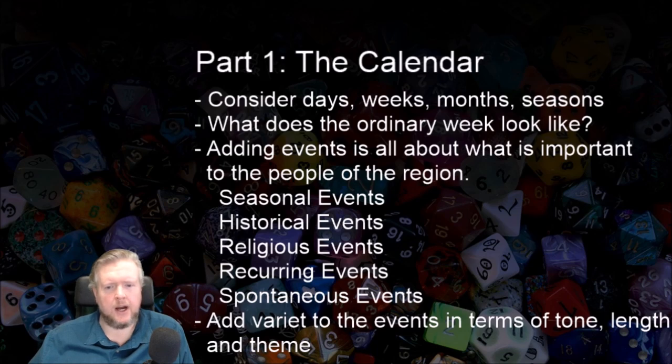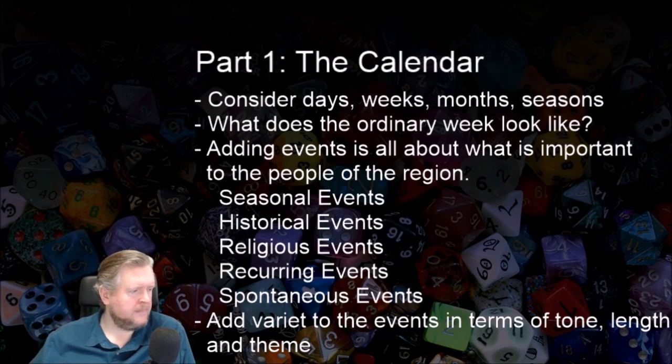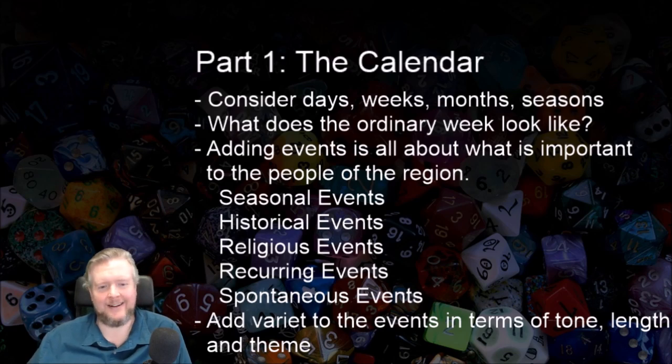Recurring events are things that happen on a semi-regular basis, but you can't really predict what day they occur. You're just expecting them to occur around a certain time. And then spontaneous events are expected, but no one knows when they're going to happen. So it may go years between them happening, and then all of a sudden it may happen two times in a year. So that's kind of the longer form of those. And then add variance to the events in terms of tone, length, and theme.